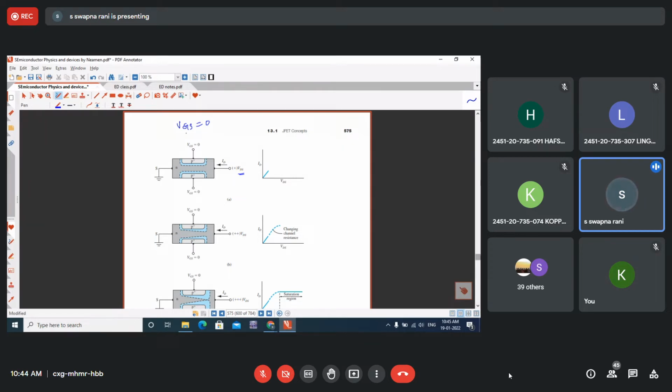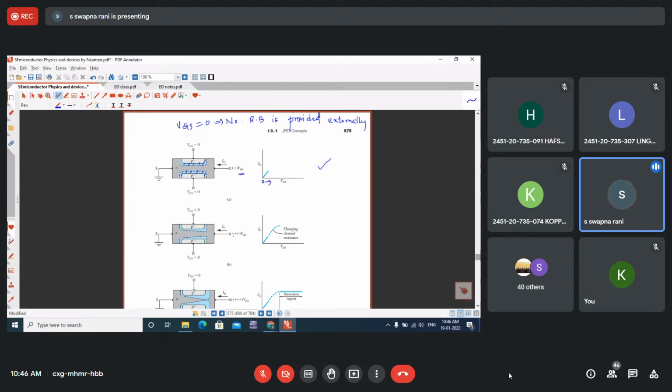Here, VGS is 0, which means the depletion regions around the junctions remain the same. The width of the depletion regions around the junctions remains the same. VGS equal to 0 means no reverse bias is provided externally. So if VDS is very small, see this figure, when you slowly increase VDS from 0, the current increases linearly with VDS. Because the width of the depletion regions remains the same, the resistance of the channel almost remains constant. Therefore, the current ID increases linearly with VDS.